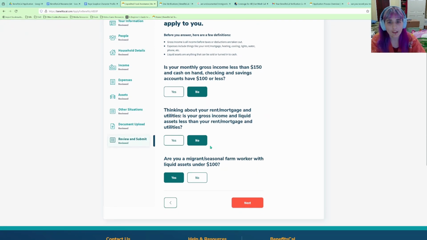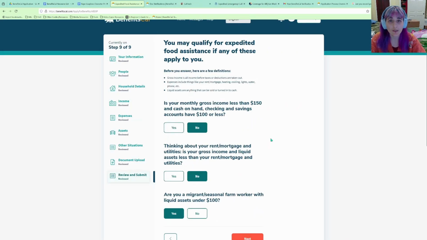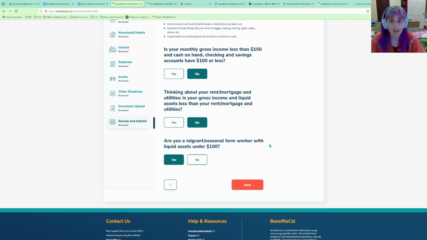So that could be if your monthly gross income is less than $150 and your cash on hand, say, the cash that you have basically directly available to you, is $100 or less. By the way, expedited food assistance is where you can get CalFresh benefits, I think within 3 days or sometimes within the same day. So that's great for those who need it. I wish that they had that kind of quick process for everyone because everyone who's eligible needs CalFresh.